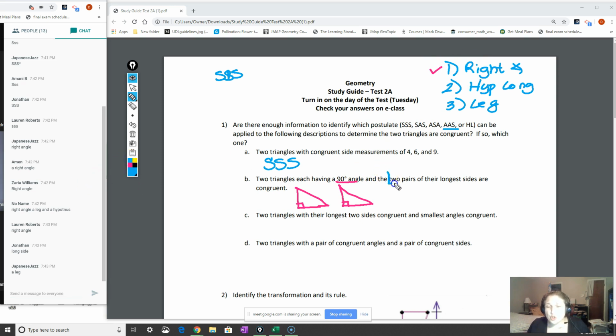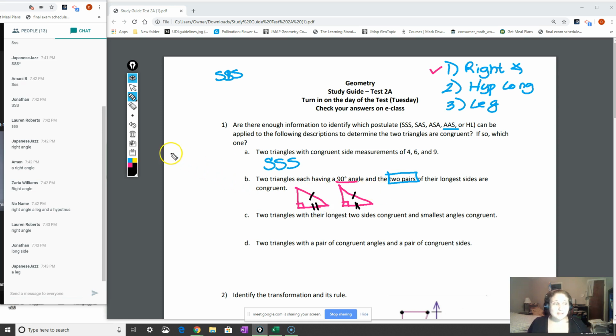It says 2 pairs. So if I have 1 pair of $5, I have a total of $10. If I have 2 pairs of $5, that means 5 plus 5 is 10, plus another 5 plus 5 is 10. So I have $20 altogether. So when it says you have 2 pairs of longest sides, that's exactly what this means. We have the longest side, which is the hypotenuse, and then we have another long side.